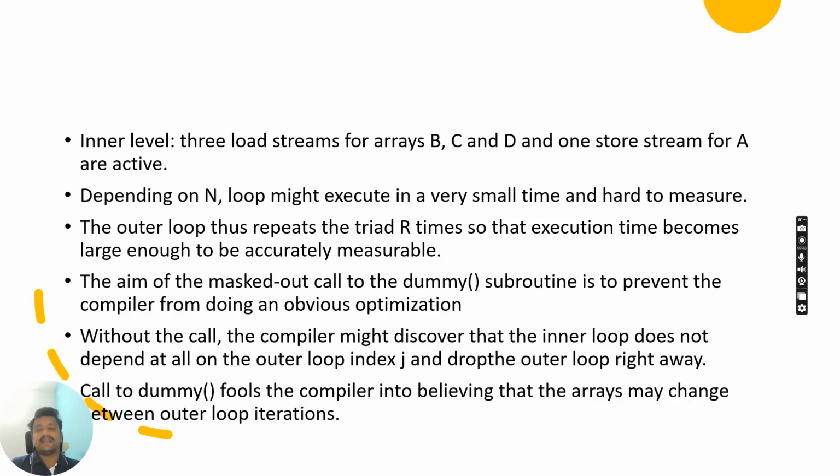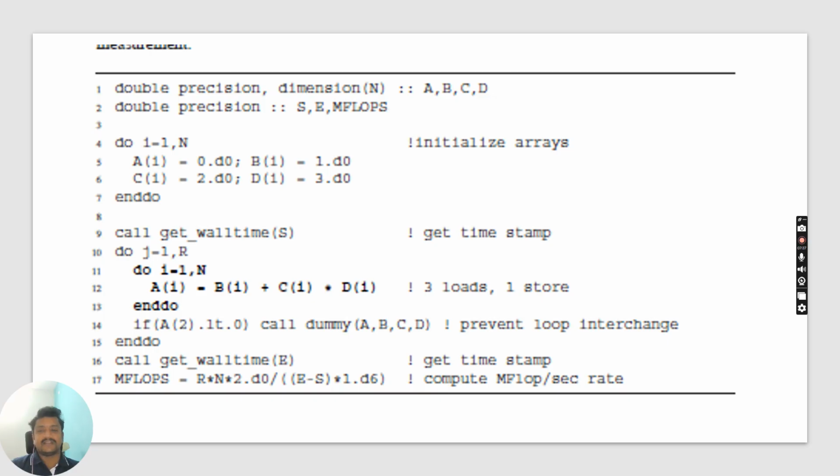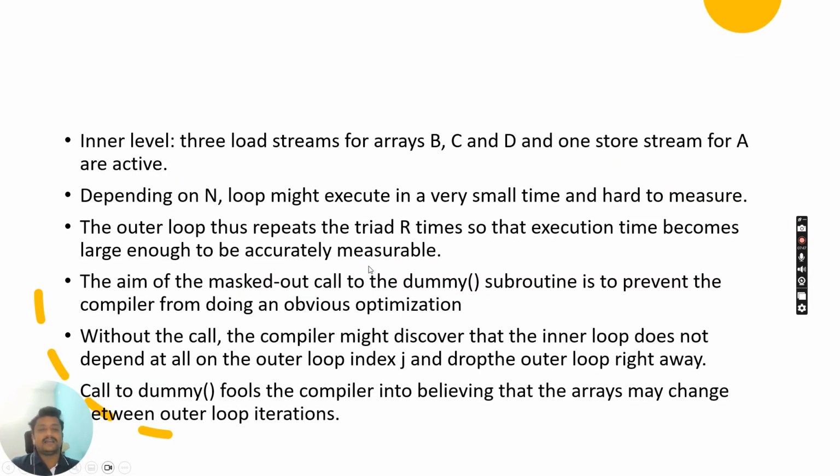Now we have an inner level, the same that we have seen. Here we have an outer level and an inner level. The inner level of this particular operation is B, C and D. And we have an outer level with A, which is getting activated to store the stream of data. Now depending on N, we can execute small time and R to measure.